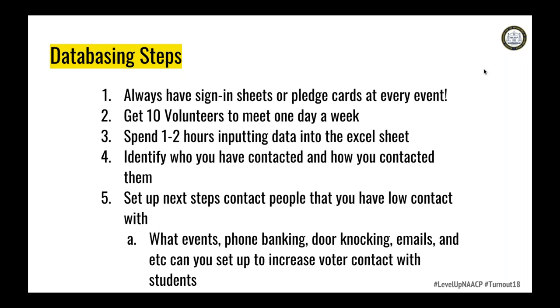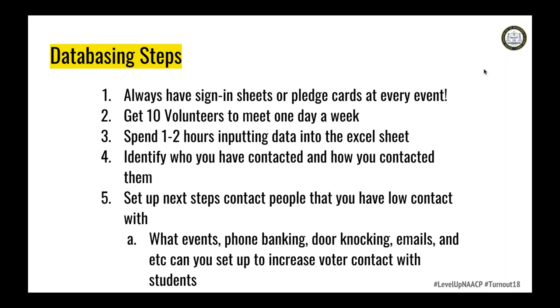Number five, you want to set up next steps to contact people. So once you've identified who you've contacted, maybe certain people you've contacted a lot and they're good, certain people you haven't contacted as much, you want to think about what the next steps are: what are the events, phone banking, door knocking, other emails you can send to make sure those people have been contacted. I know sometimes we tend to have the same people show up to events.